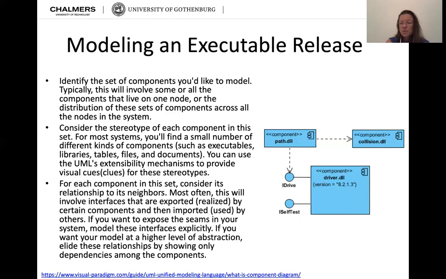And for each component in the set, consider its relationship to its neighbors. So most often, this will involve interfaces that are exported or realized by certain components and then imported or used by others. If you want to expose the seams in your system, model these interfaces explicitly. That's going to help make it more transparent. And if you want your model at a higher level of abstraction, then you elide these relationships by showing only dependencies amongst the components.